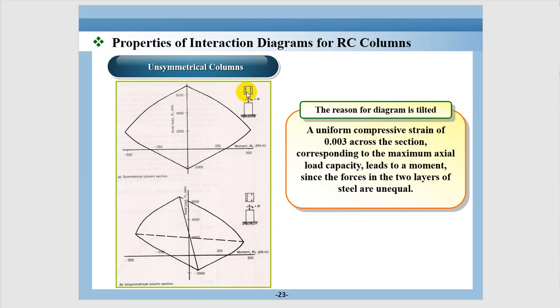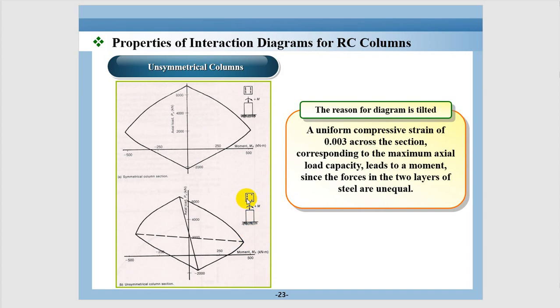If your rebar is installed symmetrically, then your PM diagram will also be symmetric. Otherwise, your PM diagram will be tilted. The reason the diagram is tilted: a uniform compressive strain of 0.03 across the section, corresponding to the maximum axial load capacity, leads to a moment, since the forces in the two layers of the steel are unequal.